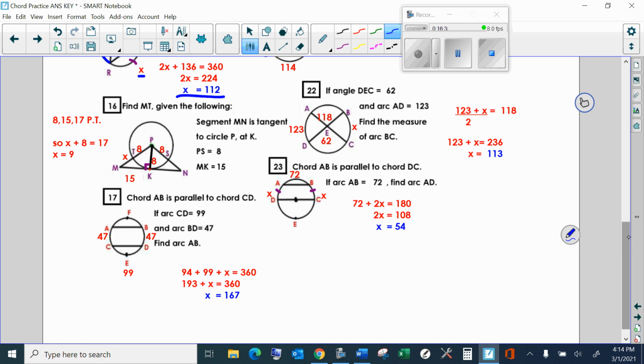MK is 15. Well, I should know I have an 8, 15, 17 Pythagorean triple. So this whole length has to be 17. So 8 plus what is 17? 9. That's why I have x equals 9 there.